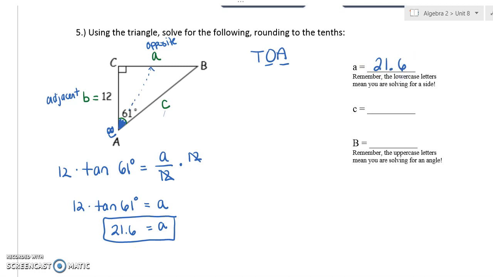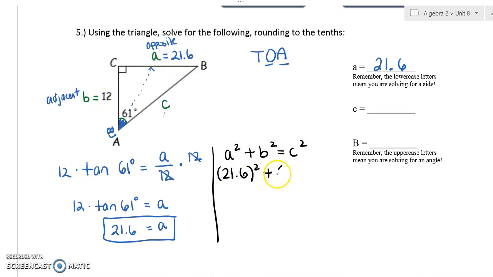All right, now once we know that A is 21.6, now we have a triangle with two sides given to us, and the hypotenuse was missing. So, given what we've done earlier in this unit, we can go ahead and run the Pythagorean theorem. A squared plus B squared equals C squared. A is 21.6. B is 12. And C is what we're looking for.